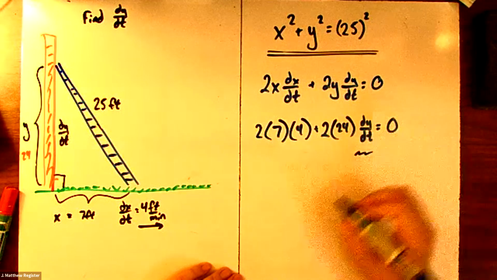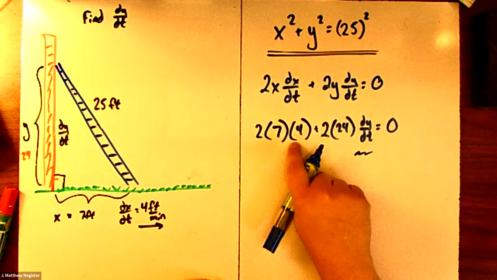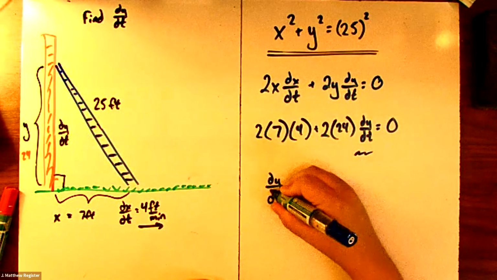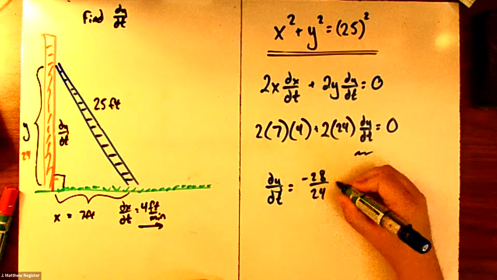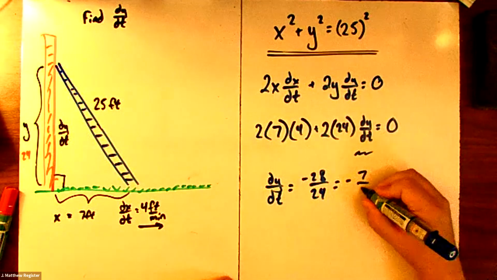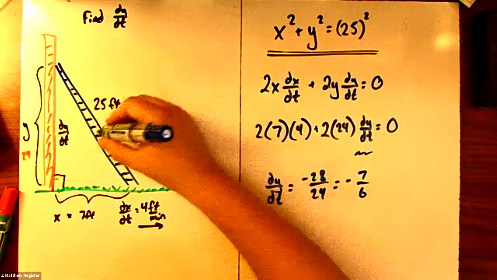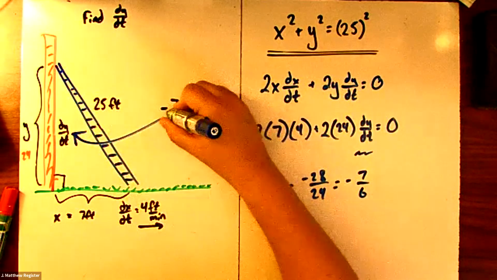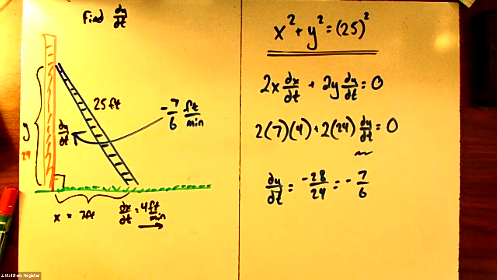And then our goal is to figure out what dy/dt is. Doing the math, we got 2 times 7 times 4 is 56, and 2 times 24 is 48. And so we're going to get dy/dt. It's going to be negative 28 over 24, which is negative 7/6. And so our rate of change, this dy/dt value, is going to be negative 7/6 feet per minute. And that's our answer.